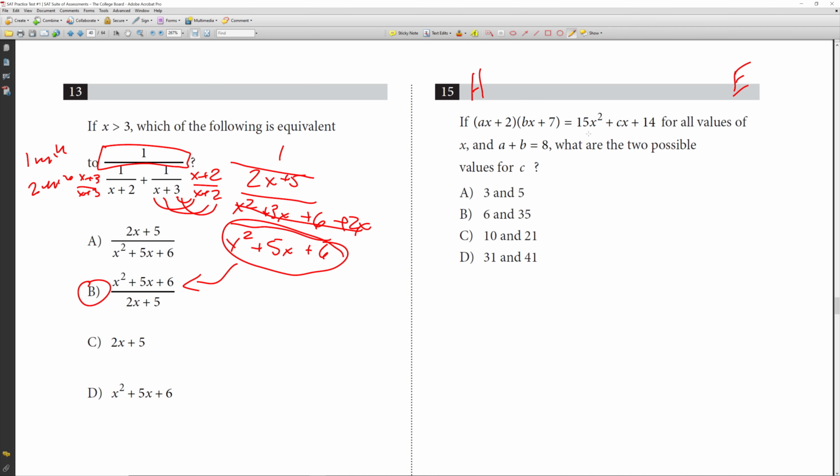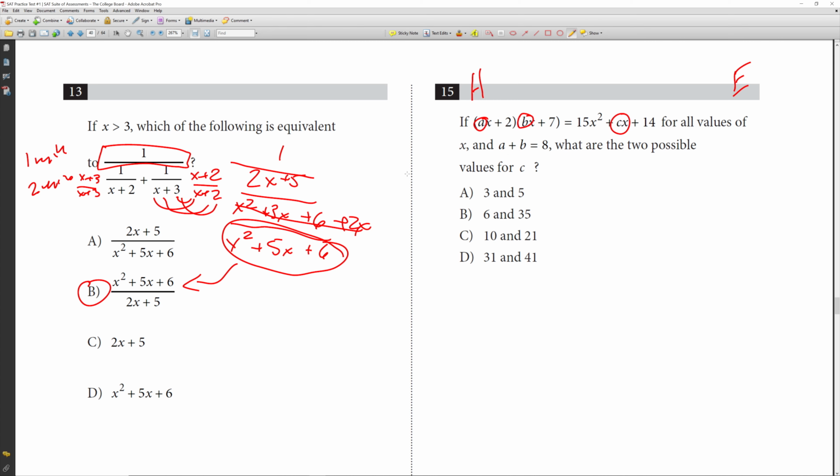So you look in here, so it tells you that this here is equal to this for all values of x, and a plus b is equal to 8. What are two possible values for c? So this is the C value here. This is your A and B values. So it tells you that the sum of A and B is 8.